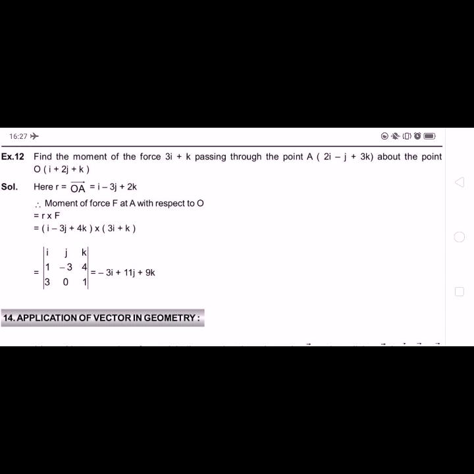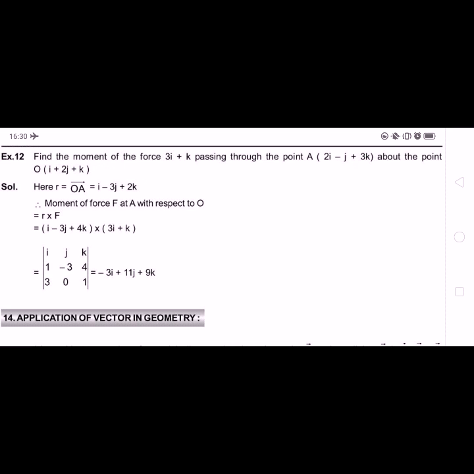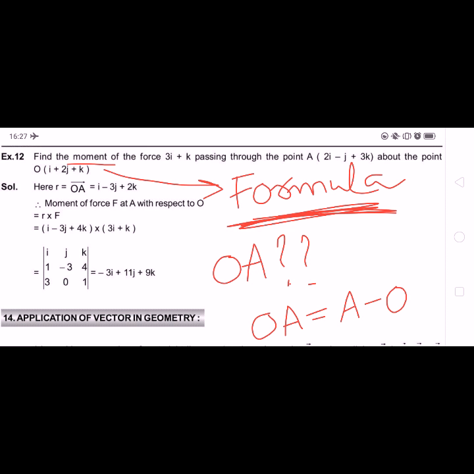Let us see the 12th example. They have given a force and we need to find the moment of force, which is nothing but a torque. So it is passing through A about the point O, so OA is nothing but A minus O. You'll simply find that. Clear, guys? So let us see how to do it.